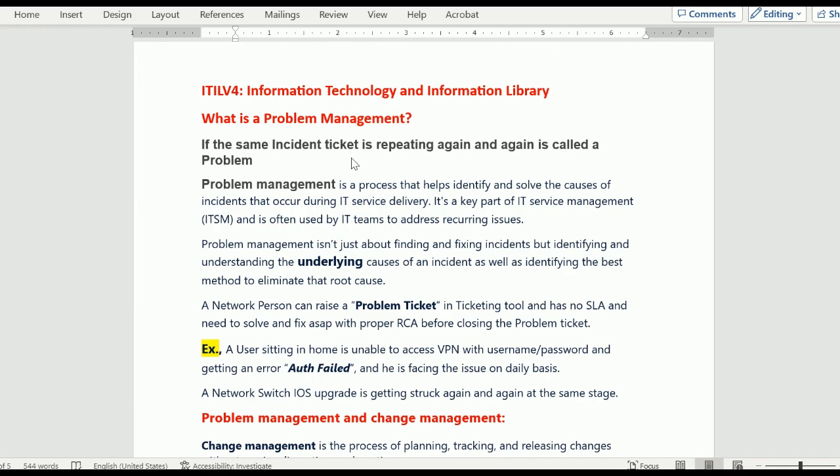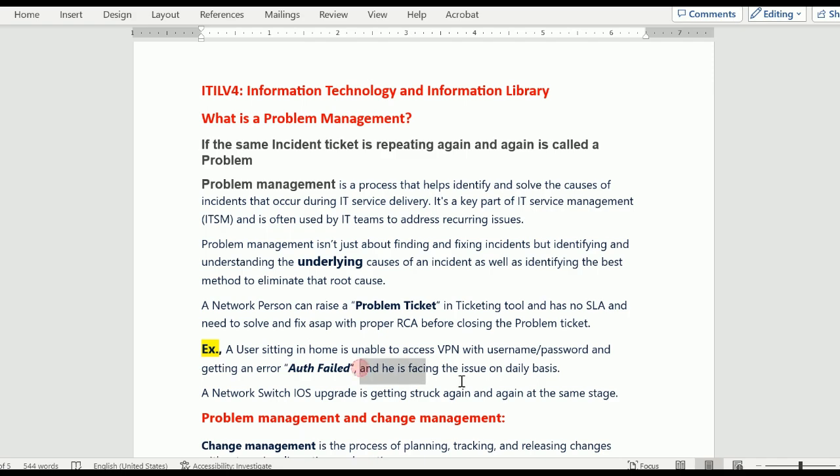So basically, what is a problem? If the same incident ticket is repeating again and again, it is called a problem. For example, a user sitting at home is unable to access his VPN with his username and password, and he is working for ABC company, and he is getting an authentication failure. He raised an incident to the network team, and they have fixed it.